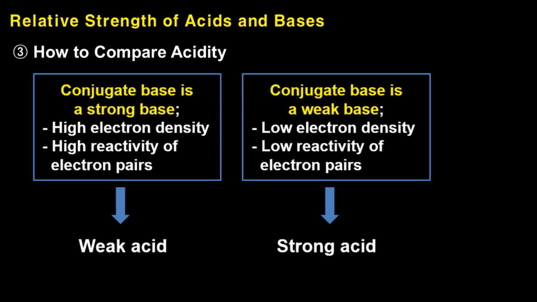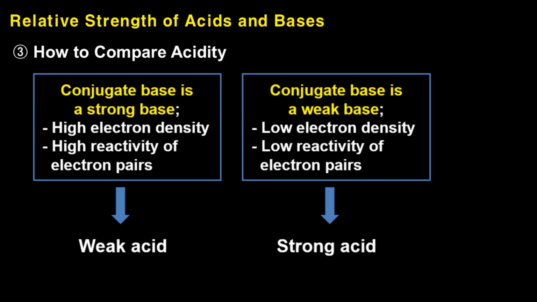Acid and base strength are really closely tied to the properties of their conjugate pairs. And here's the key idea. The strength of the conjugate base tells us a lot about how strong or weak the original acid is. If the conjugate base has high electron density and is highly reactive, that means it really wants to grab a proton, which makes it a strong base. And since strong bases come from weak acids, that tells us the original acid wasn't very strong to begin with.